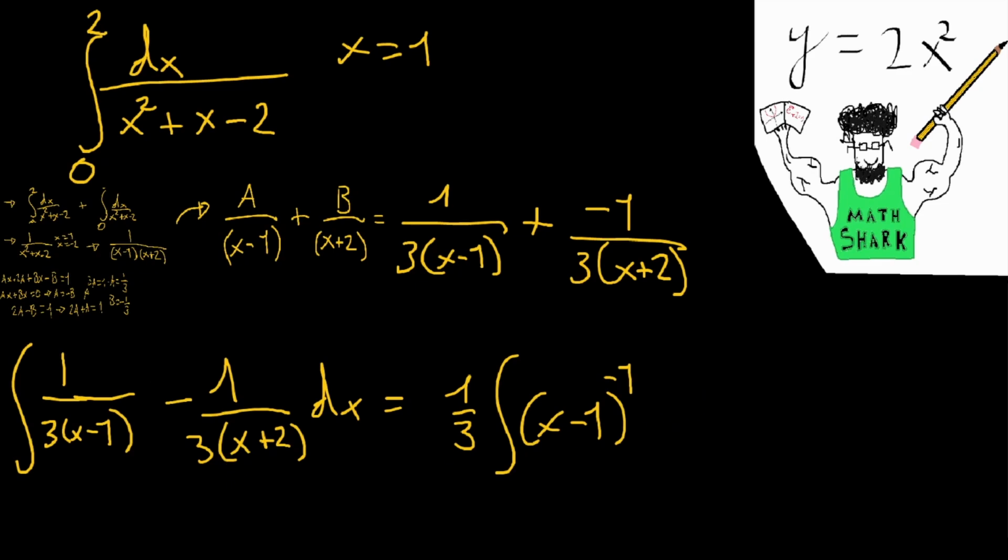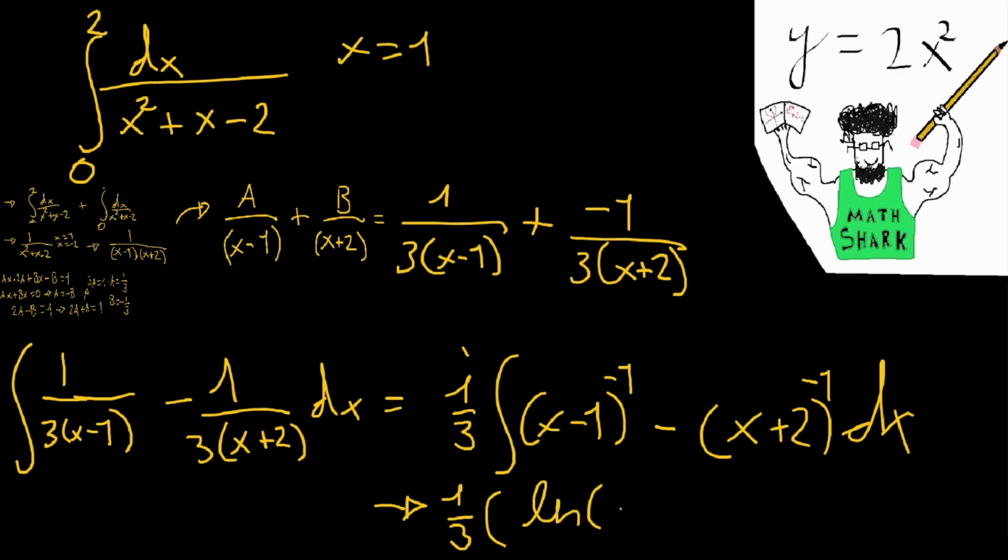And I'm going to do the same with the next one. So 1/3 has come out. It's a minus x plus 2 to the power of minus 1 dx. And since the x within the bracket is to the power of just 1, we can integrate this into ln x minus 1 and this into ln x plus 2. So we get 1/3 ln x minus 1 minus ln x plus 2 plus the constant of integration. But since we're going to be calculating a definite integral, then this disappears.